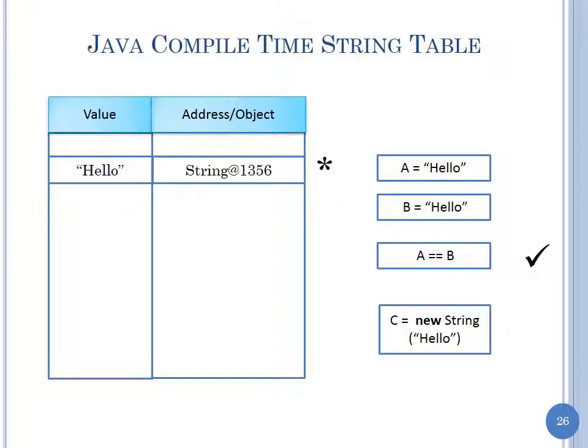And if you say C equals new String("hello"), you're going through all this effort of saying new String, so you must want a separate location. You must want to somehow make A and C not be the same when it comes to the double equals.